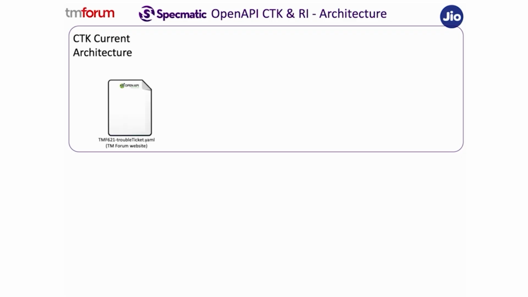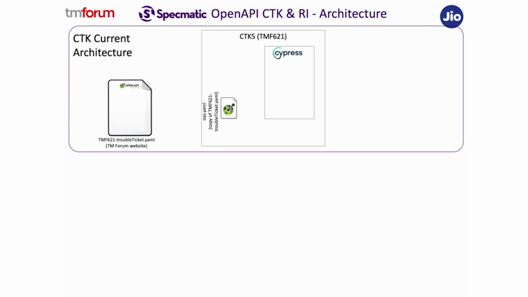So the current architecture, as we just looked at, has an OpenAPI specification on the TMForum website. Then from the same place, you can also download the CTK itself. The CTK internally uses Cypress for making requests and then validating the response against a reference implementation. The CTK itself contains a copy of the OpenAPI specification.